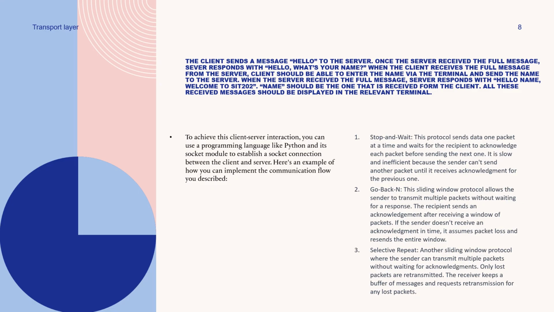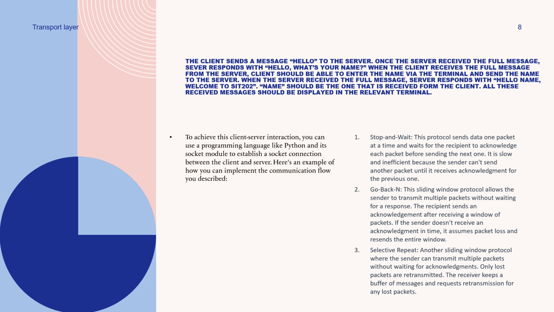Now we move to the other layer, that is the transport layer. Starting with the first question: the client sends a message, hello, to the server. Once the server receives the full message, the server responds with hello, what's your name? When the client receives the full message from the server, the client should be able to enter the name via the terminal and send the name. The server then replies welcome to SIT202 along with the name received from the client. All these received messages should be displayed in the relevant terminal.